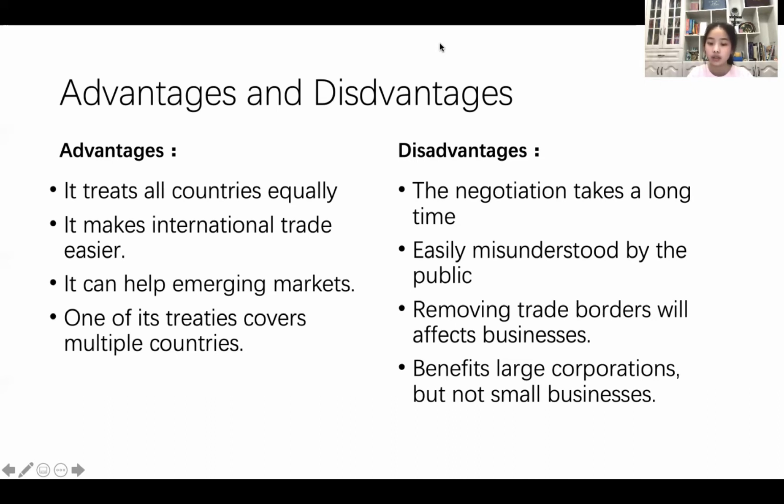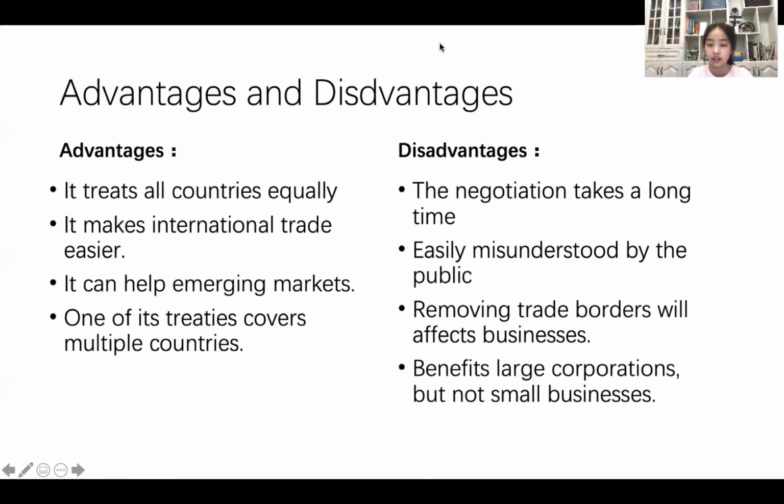Second, the details of negotiations are particular to trade and business practices. The public often misunderstands them. As a result, they receive lots of press, controversy, and protest. The third disadvantage is common to any trade agreement. Some companies and regions of the country suffer when trade borders disappear.